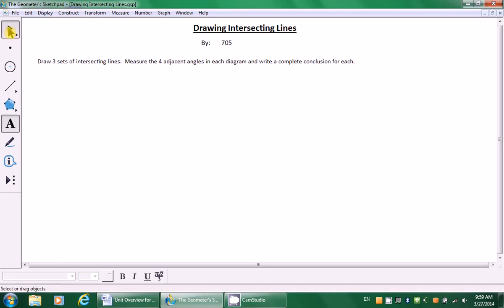All right. So the first thing you've got to do is add your name in this box, and this is your assignment. Draw 3 sets of intersecting lines. Measure the 4 adjacent angles in each diagram and write a complete conclusion for each, just like we just did. Please raise your hand when you're ready to print.